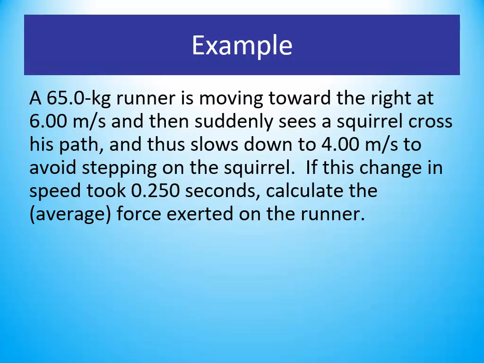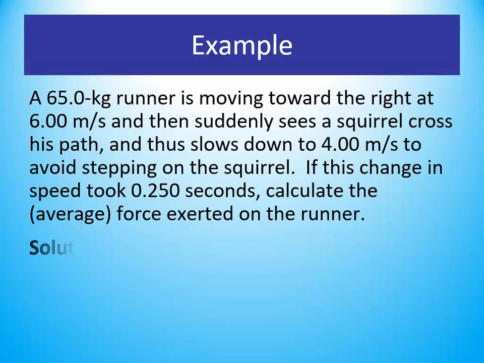Here's another example. A 65 kilogram runner is moving toward the right at 6 meters per second, and then suddenly sees a squirrel cross the path. This has happened to me many times when running. And then slows down to 4 meters per second to avoid stepping on the squirrel. If this change in speed took 0.25 seconds, calculate the force exerted on the runner.